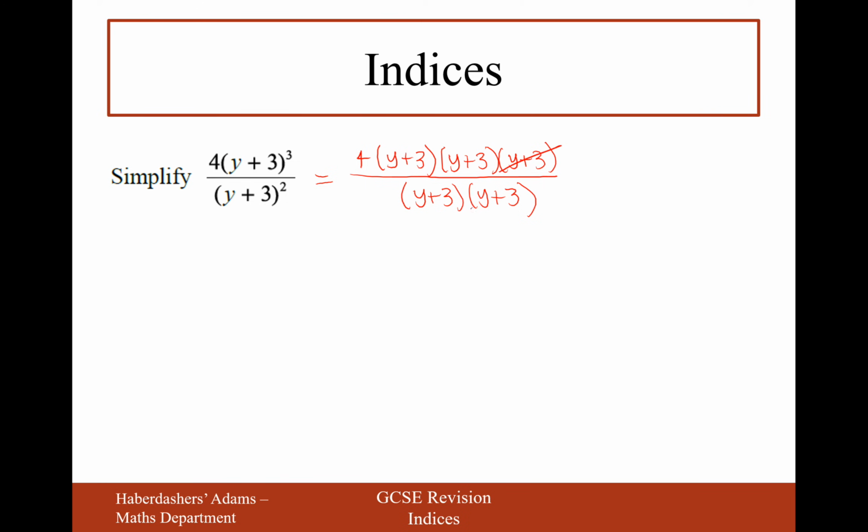So I can cancel out one of the y plus 3's on the top and bottom, and another y plus 3 on the top and the bottom. So that leaves me with 4 times y plus 3. It will be effectively a 1 on the denominator, but we don't generally write our fractions with a 1 on the denominator. It's just 4 brackets y plus 3. You could effectively think of this as cancelling out 2 of the y plus 3's on the top and the bottom. So it's just 4 brackets y plus 3 to the power of 1 on this one.